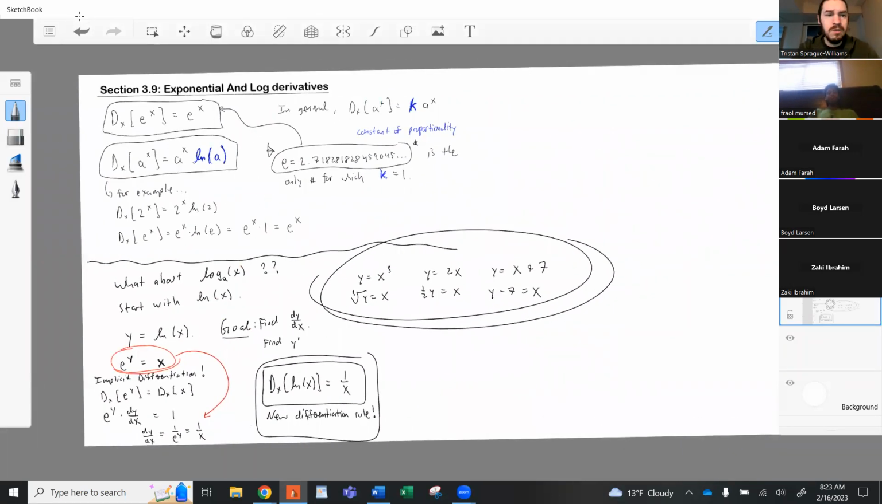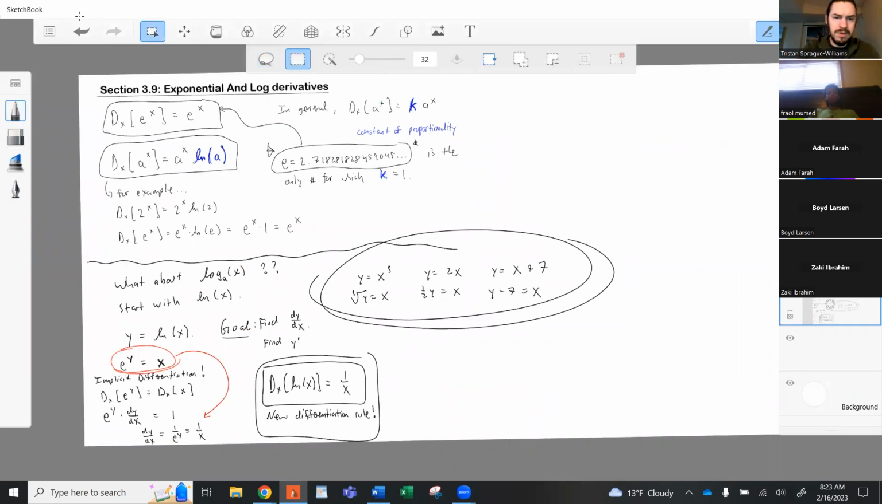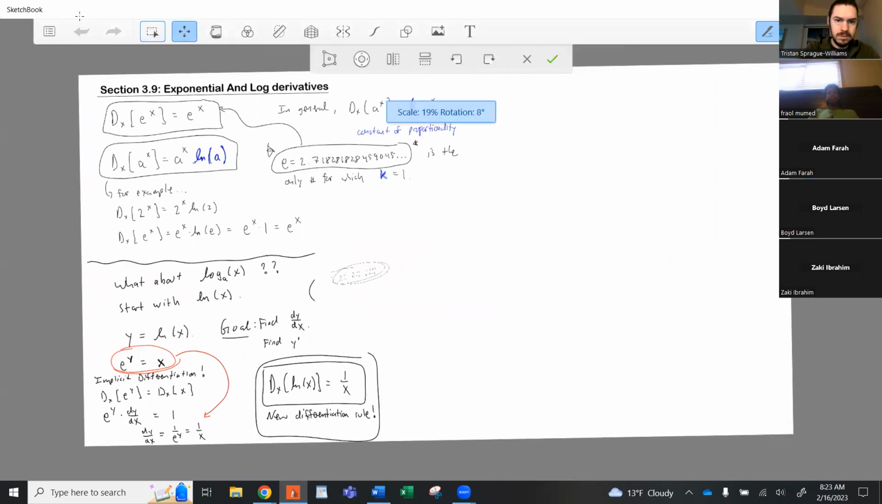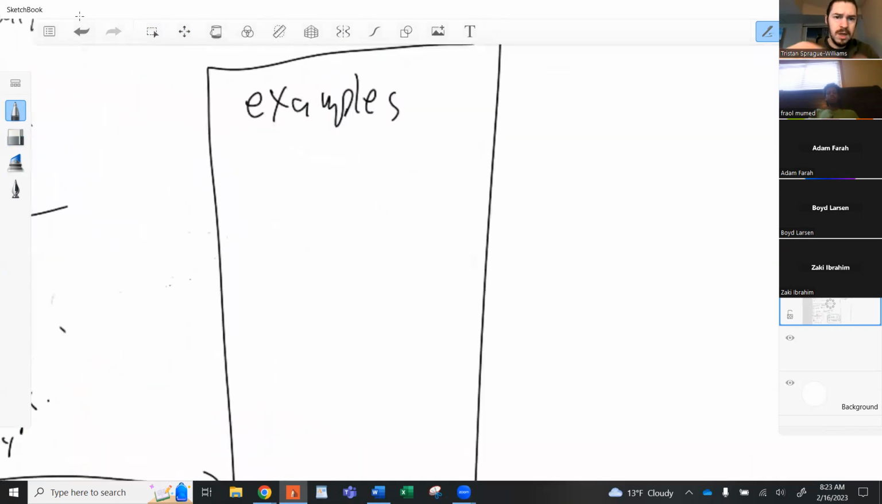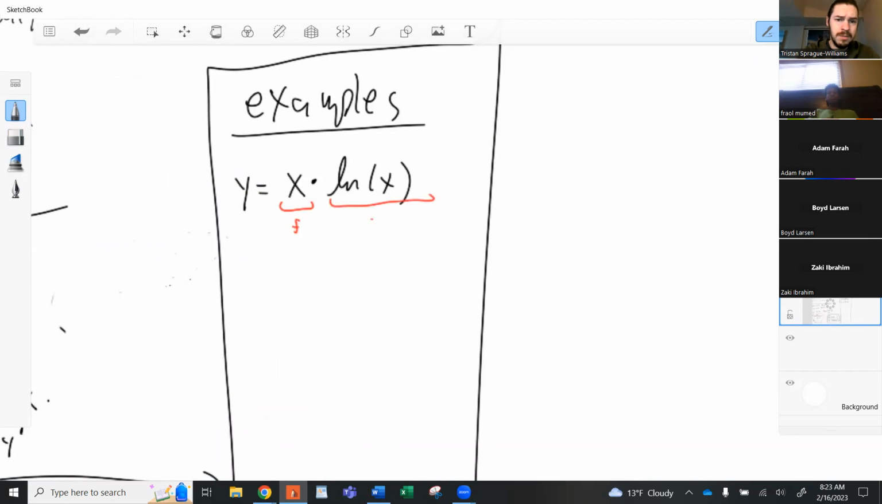Okay? So now that we know that, we can use it for things. Let me get rid of this over here. Okay, let's do some examples. Do some nice little quick ones. Let's say you got y equals x times the natural log of x. Product, f times g, right?